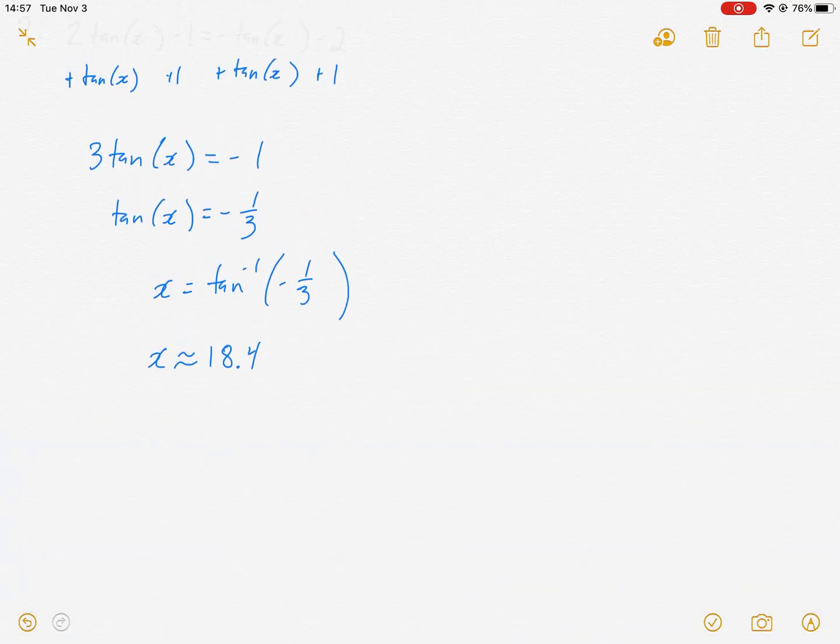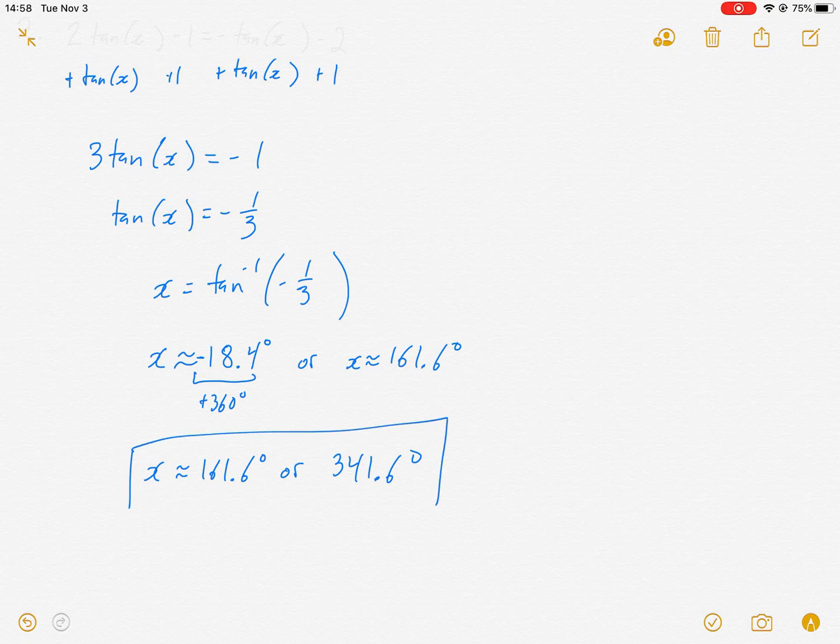All right, so this is my first solution. If I add 180 to this, I get my other solution, 161.6. But keep in mind, I want all answers from 0 to 360, and this negative 18 is not, so we're going to add 360 degrees to that. And so then my final answer will be 341.6, so I get that x is approximately 161.6 or 341.6 degrees, and those are my two solutions.